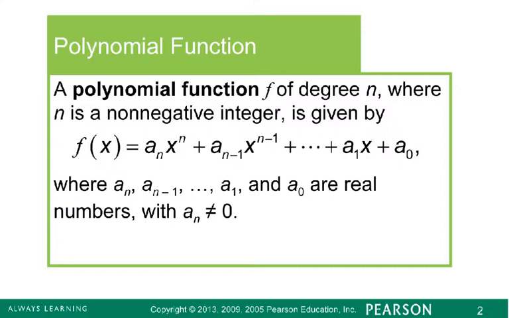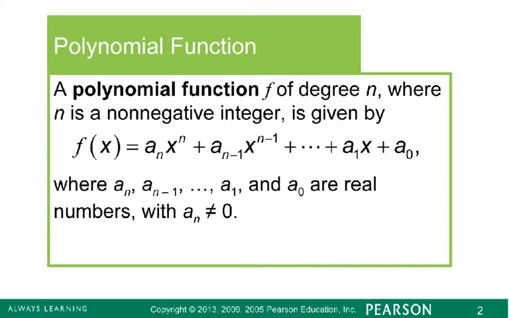Here is the definition of our polynomial function. A polynomial function f of degree n, where n is a non-negative integer, is given by this right here. I know that looks kind of big and scary, but it's really not. I'll give you some examples of what polynomials really look like. But this just encompasses all polynomials, where you see this value a sub n, and then a sub n minus 1, and so on. It keeps on going down until we get to our constant.